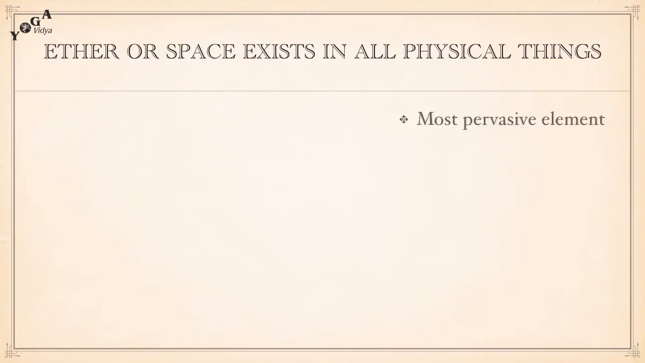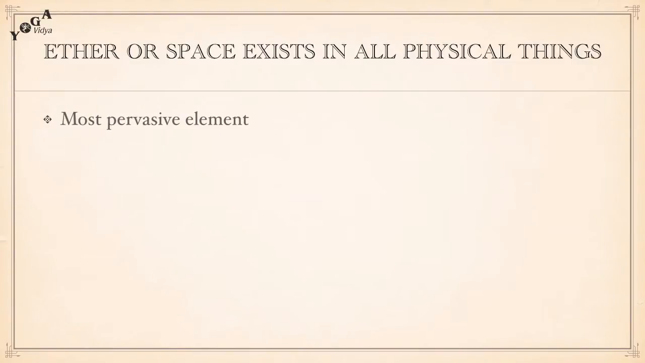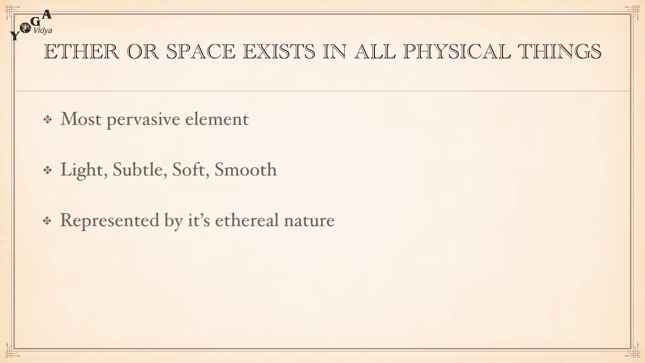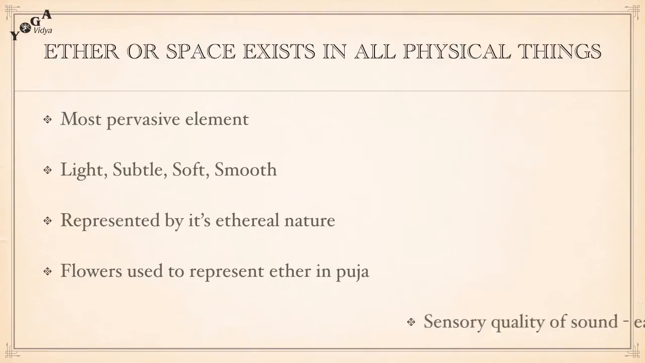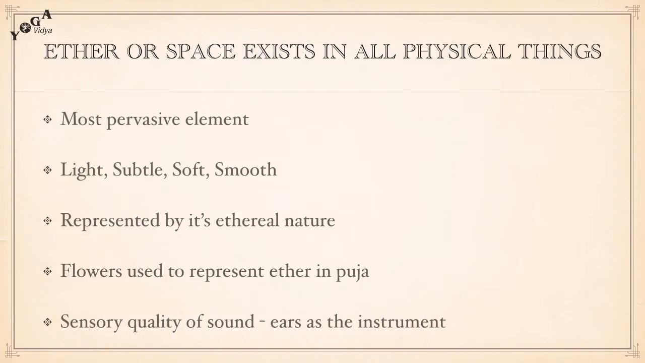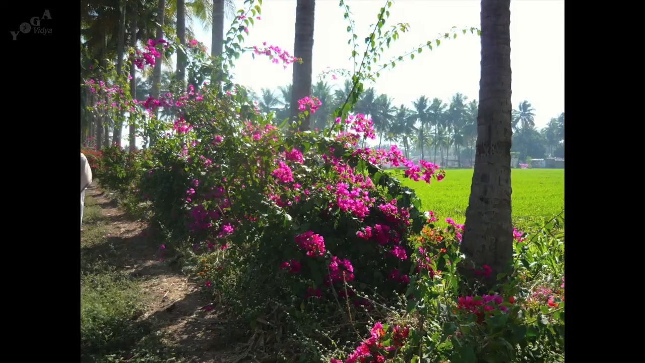Ether is the most pervasive element. Atoms are mostly space. Ether is difficult to describe because it is nothing, but nevertheless it has qualities of lightness, softness, subtleness and smoothness. The word ethereal must come from this word ether, as it does not have a material nature. In the Hindu tradition of puja, ether is represented by flowers, and even in the West we use flowers to adorn churches for the same reason.